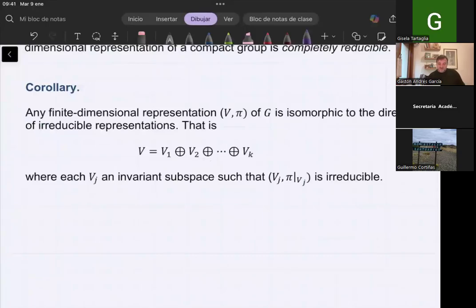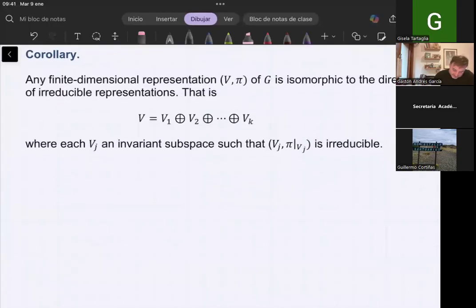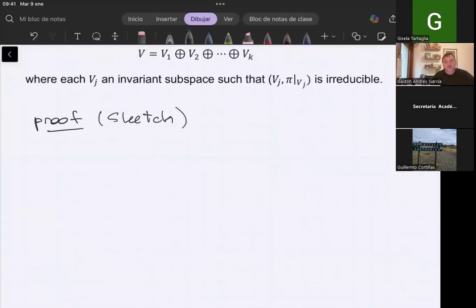This is important because to understand a representation of a compact group, we have to understand the irreducible ones, because any representation is a sum of irreducible ones. So how do we prove that? I'm going to do a sketch because otherwise I don't have much time. So I give you the ideas. What do we do to decompose a given representation? We take a representation V.